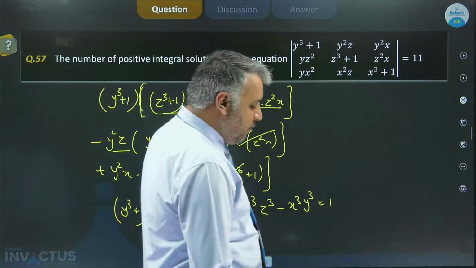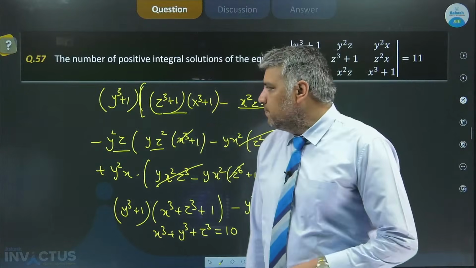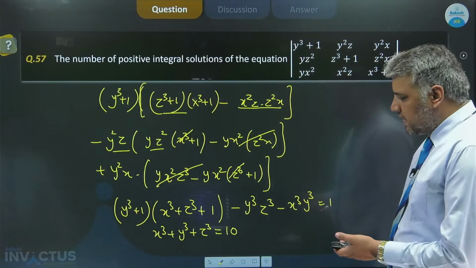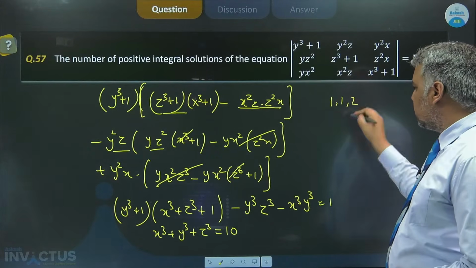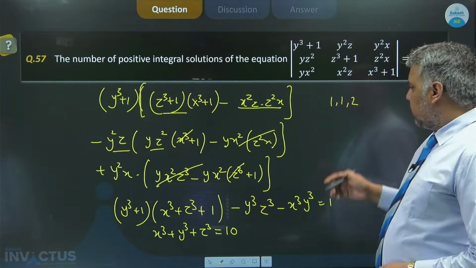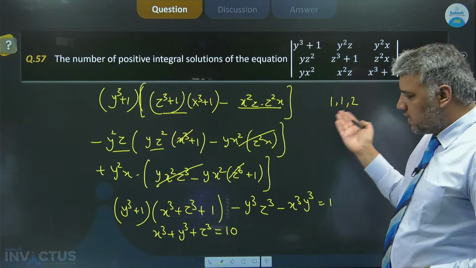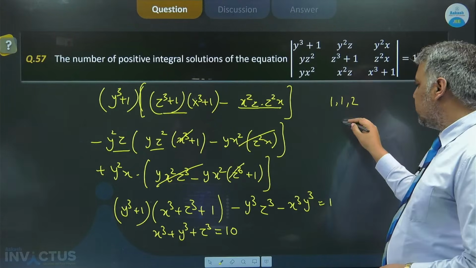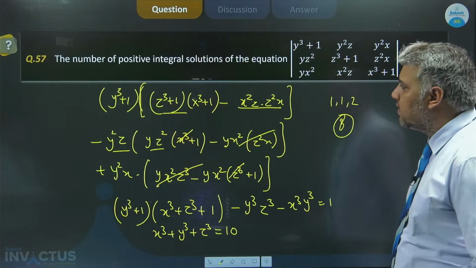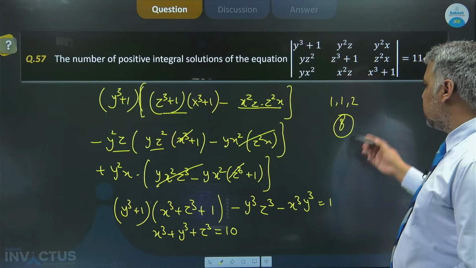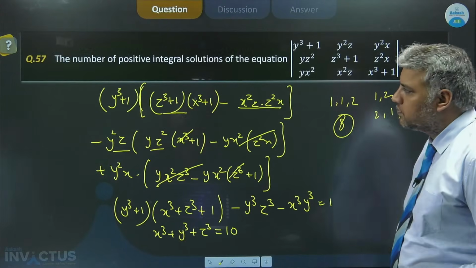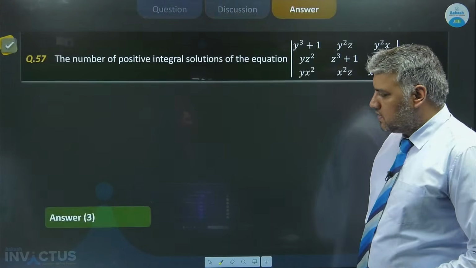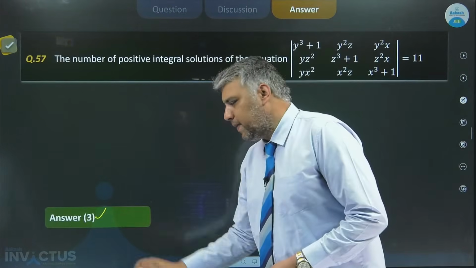So we have to find the number of positive integral solutions of this equation. If x, y, z are positive integers, there will be a solution 1, 1, 2. We just have to arrange these in x, y, z. So the total number of ways will be 3. So I think there are a total of 3 positive integral solutions: 1, 1, 2; 1, 2, 1; and 2, 1, 1. So let's check the answer. The answer is 3. Okay.